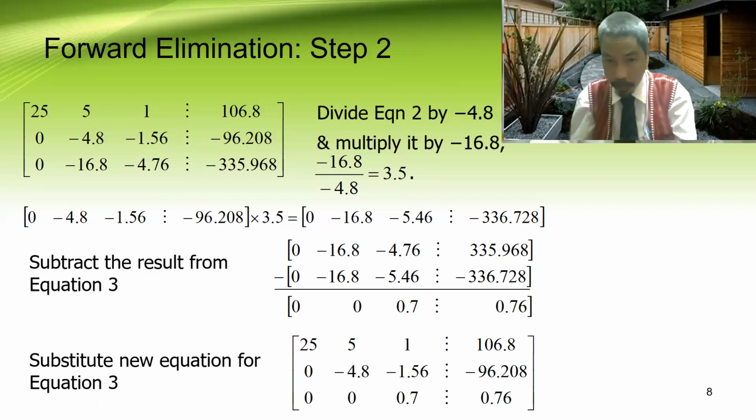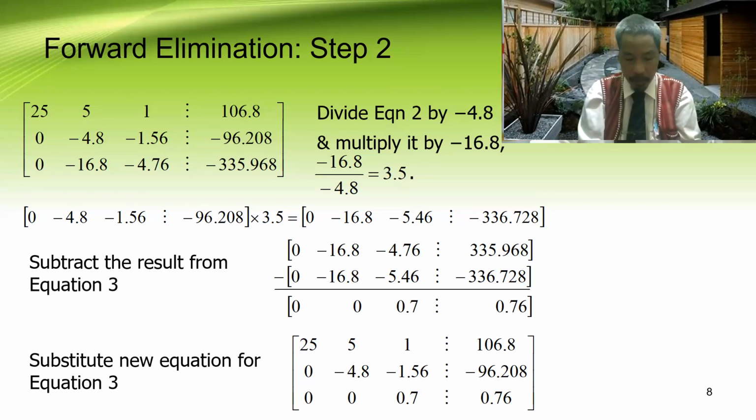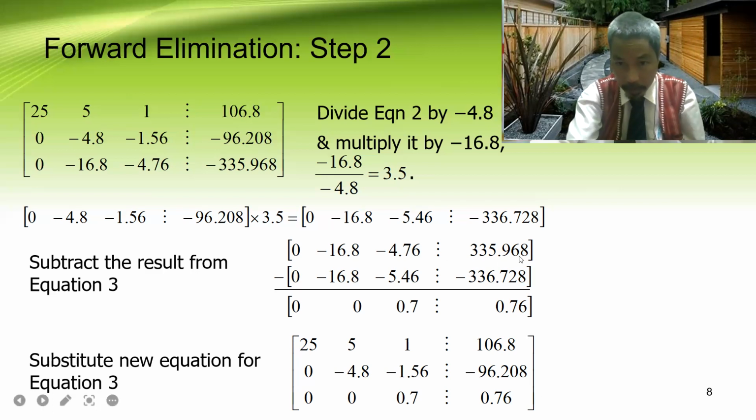And if you subtract this one, there is a typo error here. This is not positive 335. This is negative 335. Take note. There is a typo error here. Take note. Negative, negative, negative. This is negative. They are all negative.